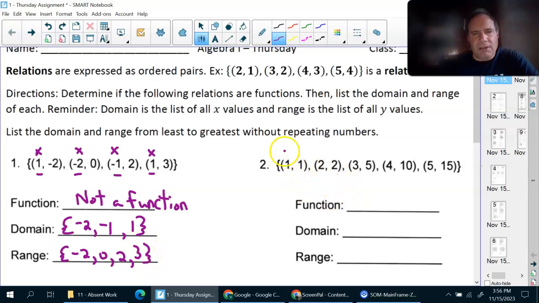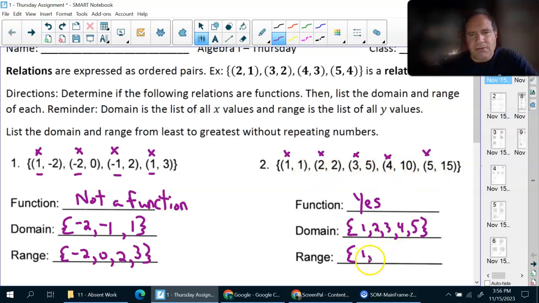For this one, we're going to look at all the x's, 1, 2, 3, 4, and 5. Yes, this is a function because all of the x's have their own y. So the domain is a list of all of the x values, 1, 2, 3, 4, 5. And the range is a list of all the y's, 1, 2, 5, 10, 15. They're already in order, so that is pretty easy. And that's it.